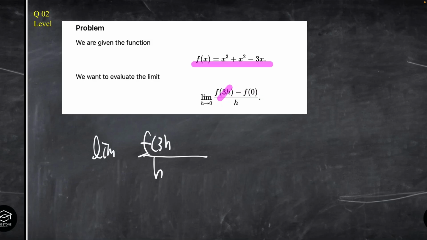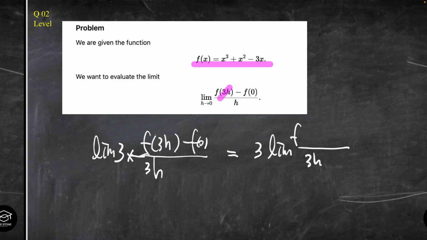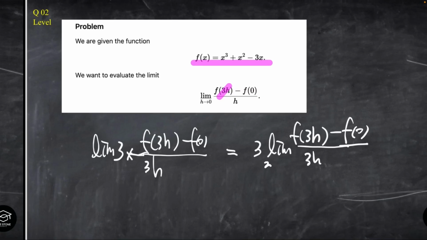Notice that f(3h) minus f(0), divided by h, can be rewritten as 3 times f(3h) minus f(0), divided by 3h. If we let k equal 3h, then as h approaches 0, k also approaches 0. So the limit becomes 3 times the limit as k approaches 0 of f(k) minus f(0), divided by k. That is exactly 3 times f prime of 0.